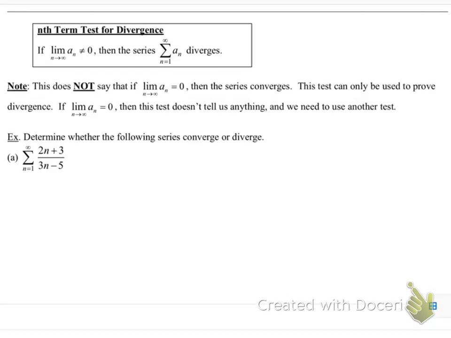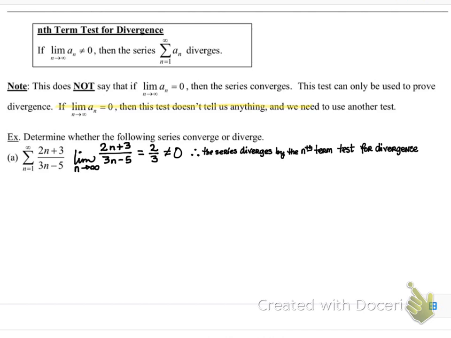There's a piece in here that's way more important than it appears. It's this piece right here. If the limit doesn't equal 0, it doesn't tell us anything. If the limit equals 0, then it doesn't tell us anything. The nth term test for divergence only tells us if something diverges. It does not tell us if something converges.